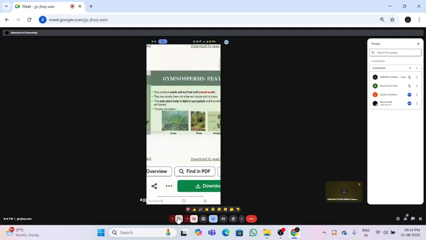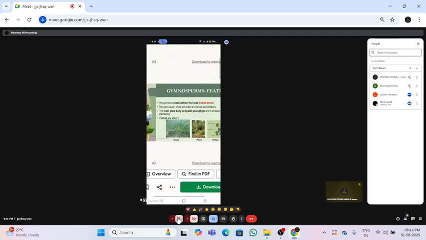Okay, next we are going with the next topic, the gymnosperms. They are known as naked seeded plants and they are open seeded plants. Gymnosperms are called open seeded plants or naked seeds.